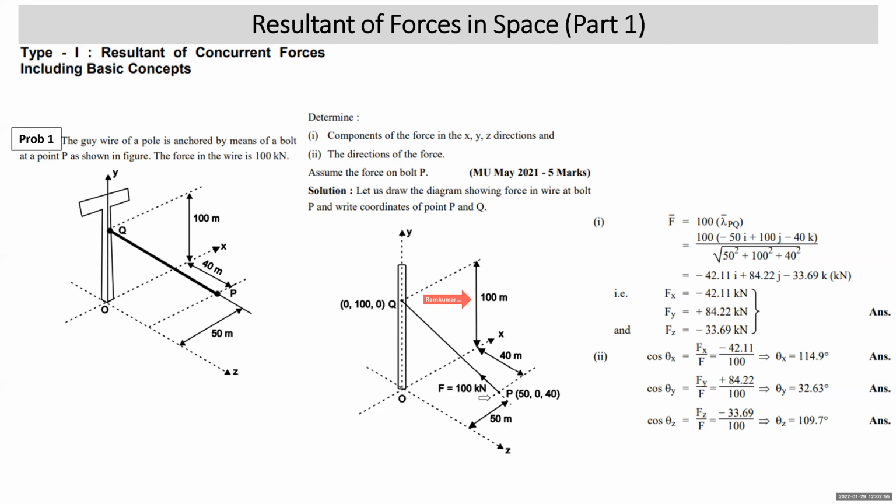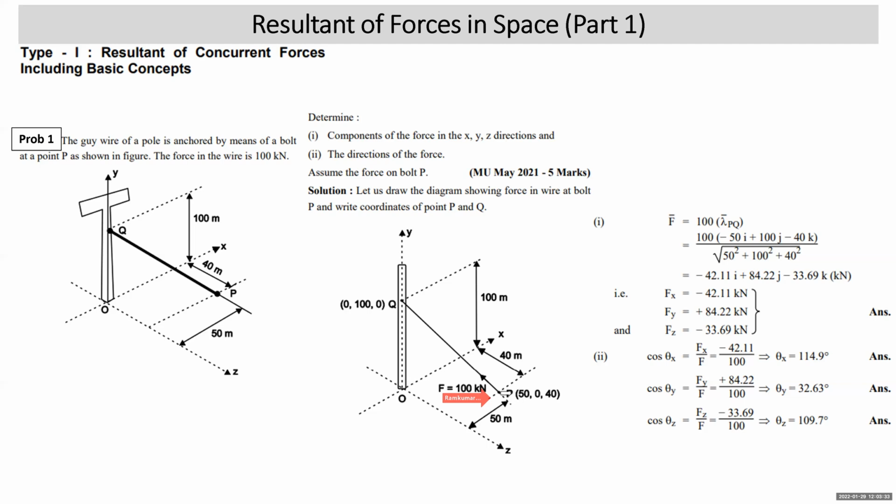Now we come to point P. Point P is lying in the XZ plane, so its y coordinate will be 0. Now let's write the coordinates of point P. Its coordinate parallel to the x-axis on the positive side is 50. So the x coordinate is 50. The y coordinate will be 0 since it's lying in the XZ plane, and the z coordinate is 40. As it is parallel to the z-axis, it is 40 meters away from the origin. All right. So what are the coordinates of point P? 50, 0, 40.